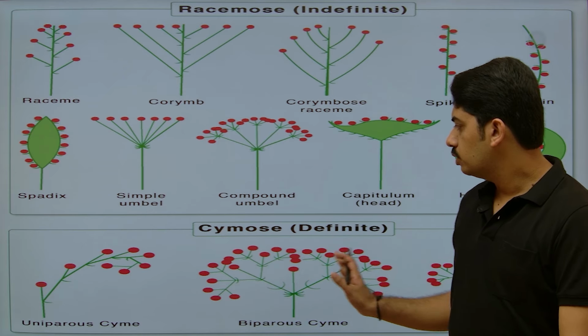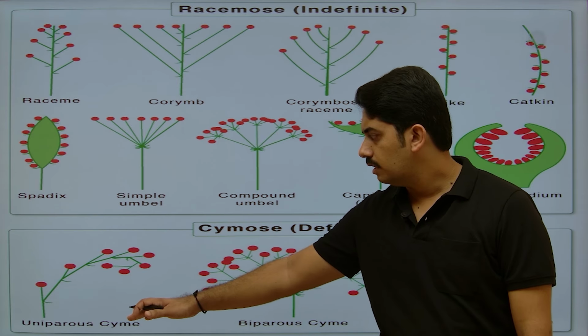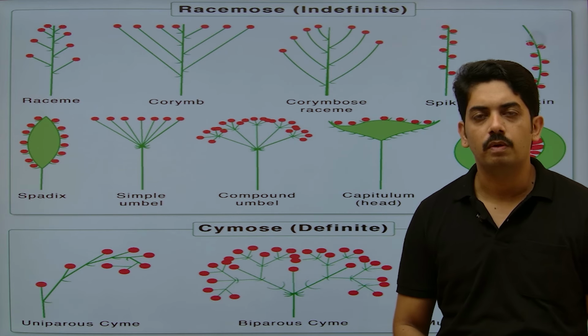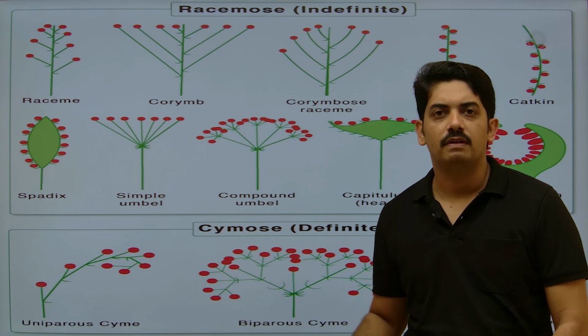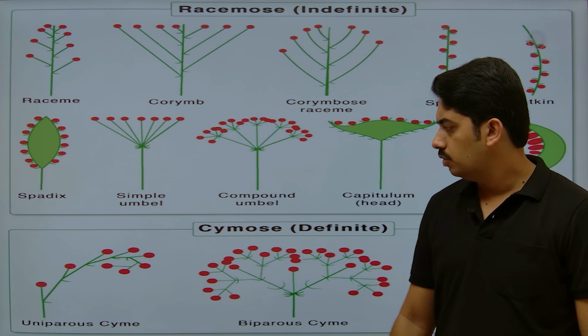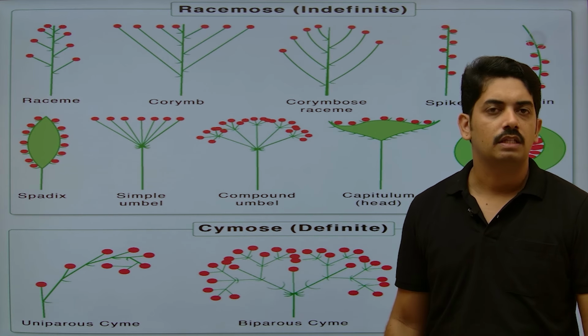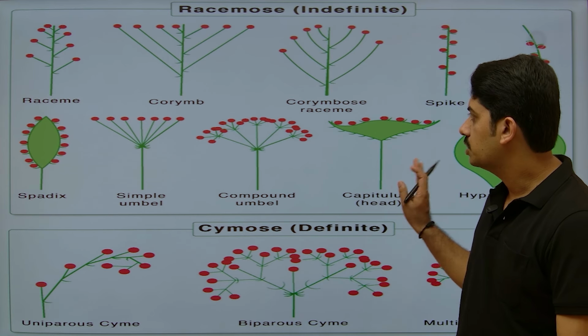Then coming to cymose inflorescence, here unipolar cyme, bipolar cyme and multipolar cymes are observed. This is all the arrangement of flowers on the inflorescence. Usually here older flowers are at the top and younger flowers are at the base. This we call basipetal succession.